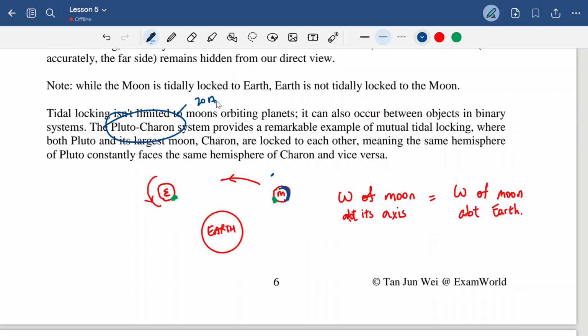So Pluto and its moon Charon are tidally locked to each other. So their angular velocity about their own axis is also the angular velocity of their orbits. The period of rotation about their axis is the same as the period of their orbits. Because they are tidally locked, you can imagine that on Pluto you always see the same side of the moon, and on its moon you always see the same side of Pluto. There's a direct line of sight at all times. So that is called tidal locking.